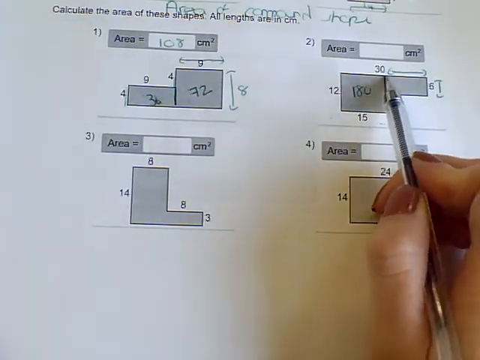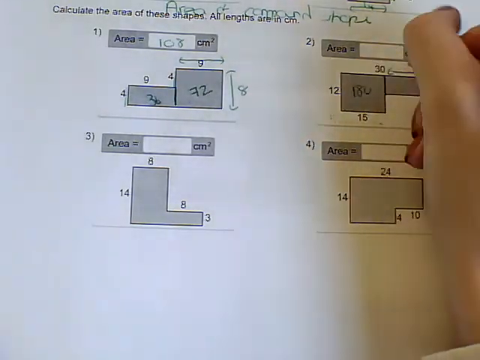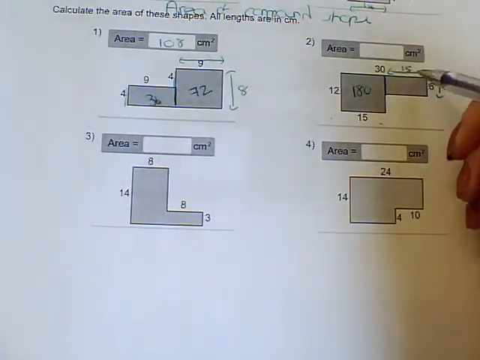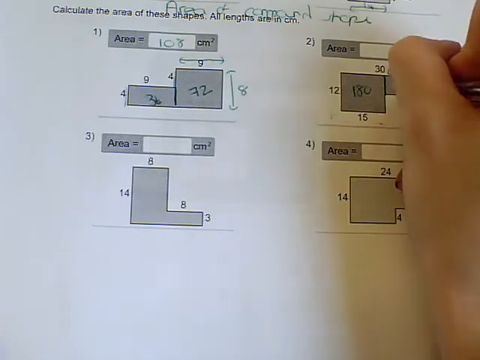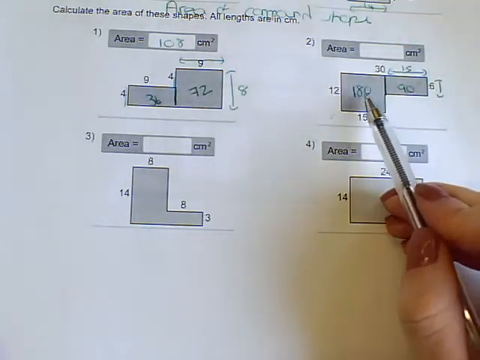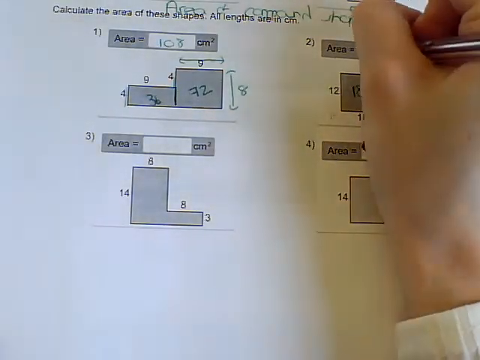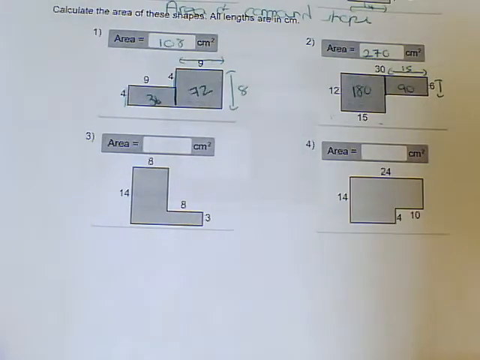there is 15, this bit is going to be 30, take 15, which is 15. So 15 by 6, which is 90. And then total up your values, 180 plus 90, 270 centimetres squared.